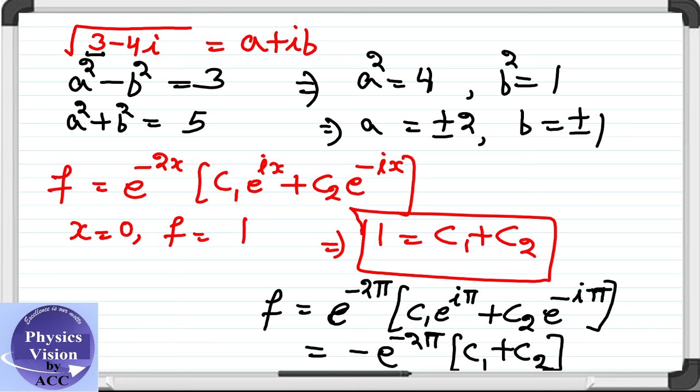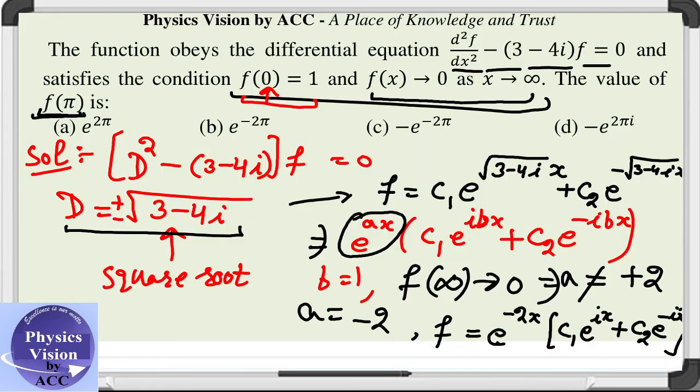Since c1 plus c2 is 1, we get our result as minus e raised to the power minus 2 pi. Hence we got our result, which is given in option C. Hence option C is the correct answer to this question.